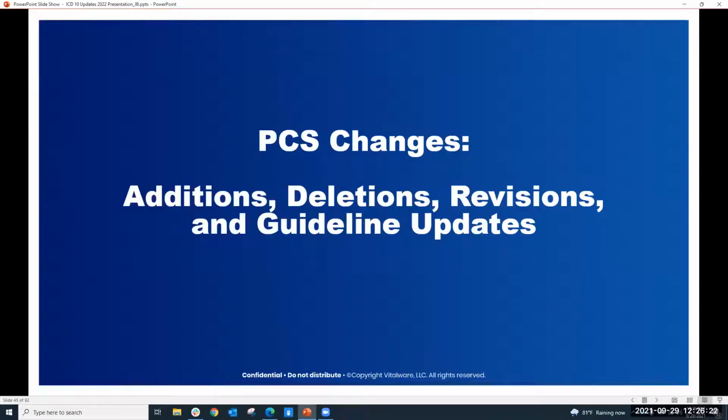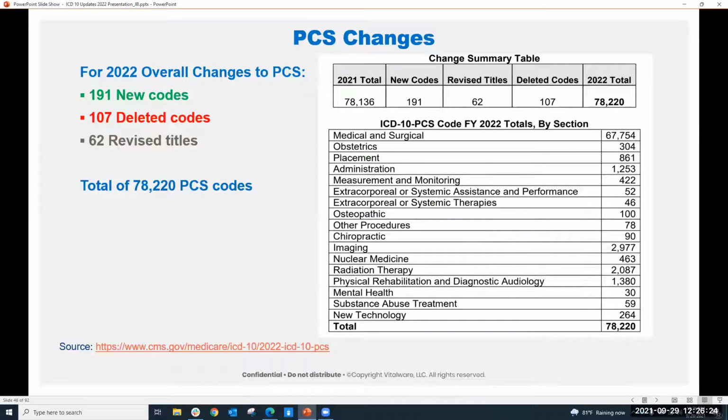Next, we're going to move on to PCS changes. For PCS, we have 191 new codes, and the majority of these new codes are in the medical surgical section and the new technology section. We have 107 deleted codes and 62 revised titles. That brings us to a total of 78,220 PCS codes.